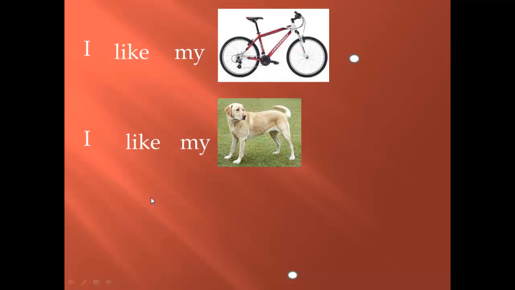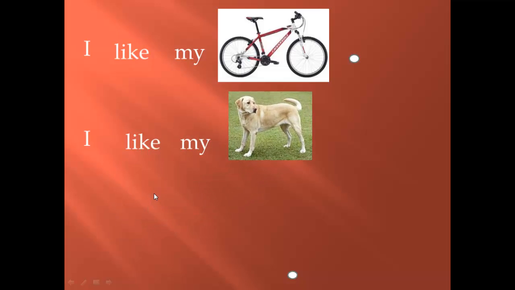dog. Okay, but you know, because you're such a smart kindergartner, that we don't have a complete sentence until we put a period behind it. So let me pull that period on up. Boom, we have a period. So now we have two complete sentences that we have built on our own. So let's read them. I like my bike. I like my dog.